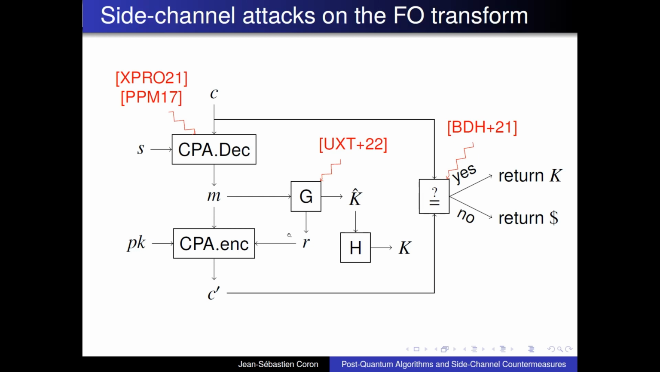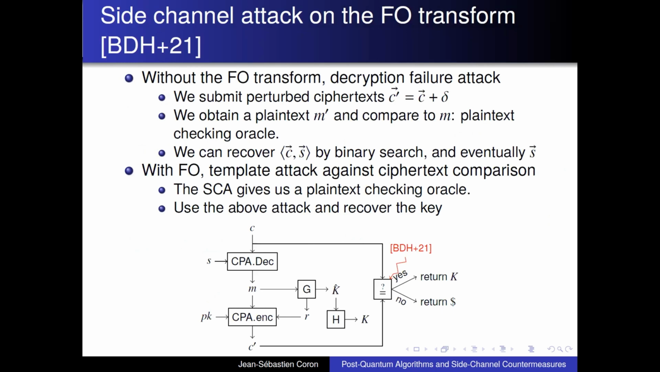To illustrate this side channel attack, I'm going to describe this latter attack against the ciphertext comparison in the Fujisaki-Okamoto transform. The attack is based on the decryption failure attack. What we know is that without the Fujisaki-Okamoto transform, it is easy to perform a decryption failure attack. Starting from a regular ciphertext C, we can submit a perturbed ciphertext C prime, which is the same as C, but plus some small error delta. And in that case, we assume that we can obtain the decryption of C prime.